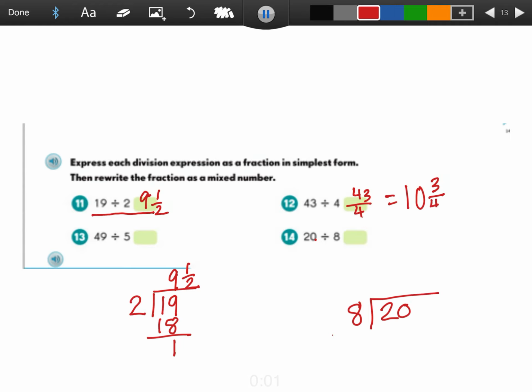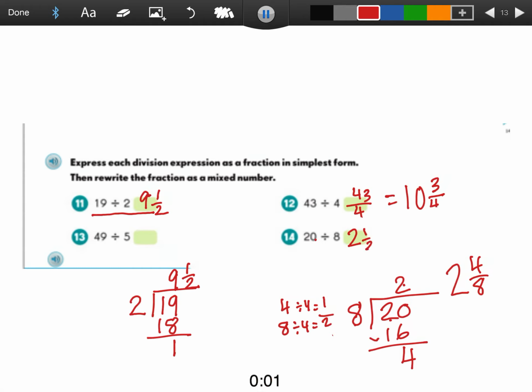So you have 20 here divided by 8. 8 can't go into 2, but 8 can go into 20. So 8 times 2 is 16. So 2 times 8 was 16. When you subtract those, you get a 4. So we have 2 with a remainder of 4, or we have 2 and 4/8. But I can see that 2 and 4/8 can get smaller, because 4 could be divided by 4, and that equals 1, and 8 could be divided by 4, which equals 2. So our answer is actually 2 1/2.